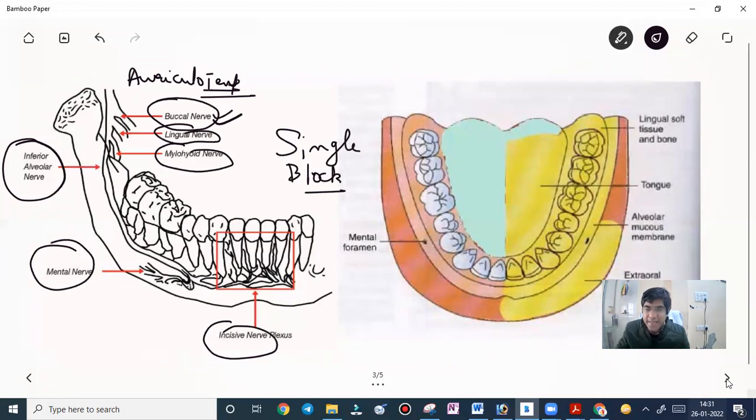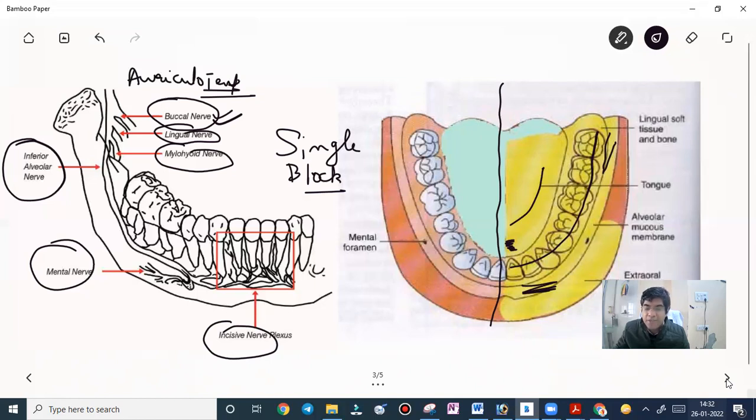So what are the areas that are anesthetized? Number one is the mandibular teeth to the midline, buccal periosteum, and mucous membrane on the site of injection, anterior of tongue, and floor of the oral cavity, body of the mandible, inferior portion of the ramus, skin over zygoma, posterior part of cheek, and temporal region.